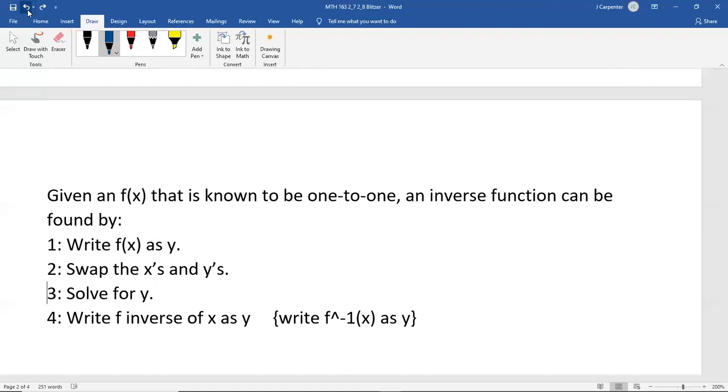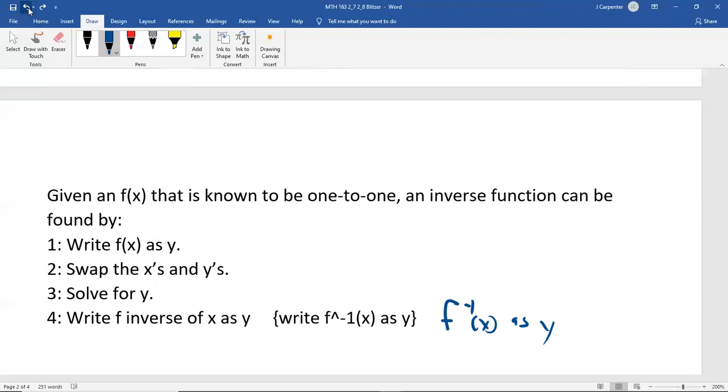You need to call it something else, and we call it f inverse. And this proper format should look like this. Instead of y, you're writing this. It looks like f raised to the -1. No, that does not say reciprocal. That is the notation for an inverse function.